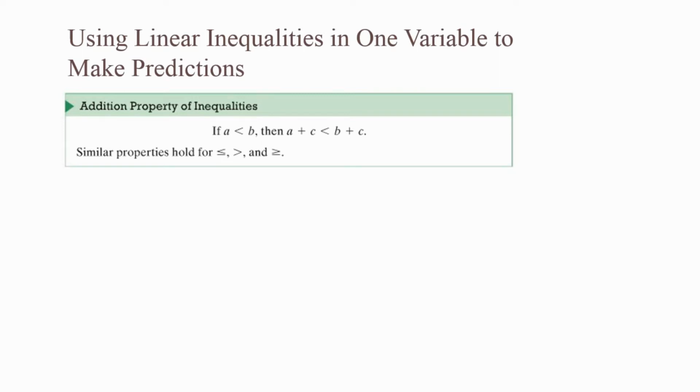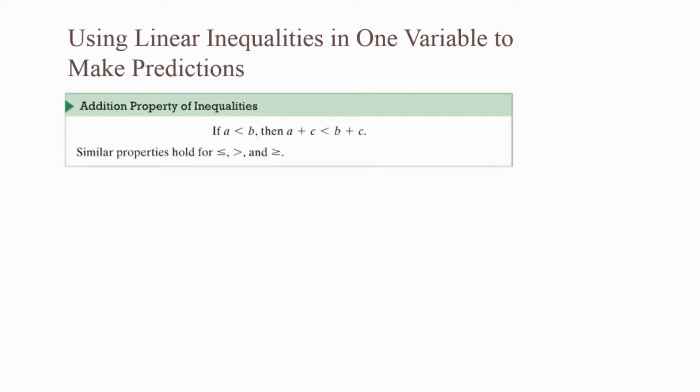Using linear inequalities in one variable to make predictions. Addition property of inequalities. If A is less than B, then A plus C is less than B plus C. Similar properties hold for less than or equal to, greater than, and greater than or equal to.